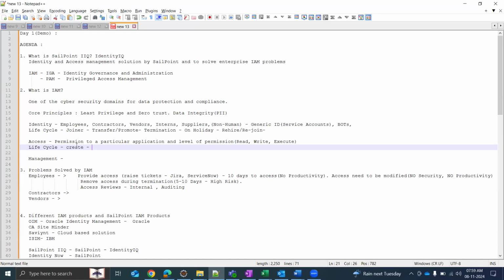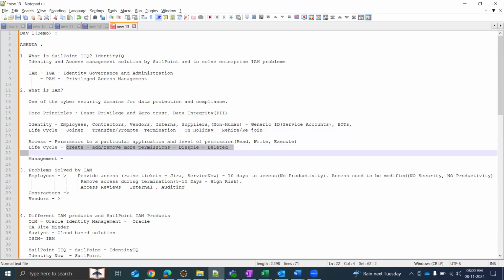After creating the account, we may need to add more permissions, or we may need to remove permissions. So this may need to be done. When the person is leaving the organization, we may have to disable or remove his access to that application. And after a certain period of time, we may have to delete that particular application account for that user. So these are the different events that could happen for a particular application account, right?